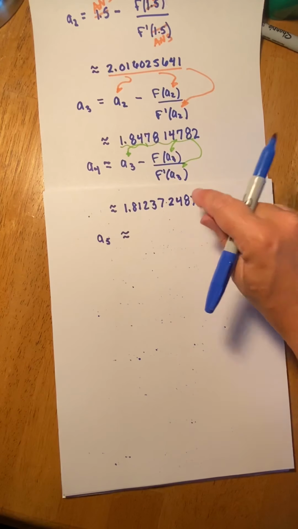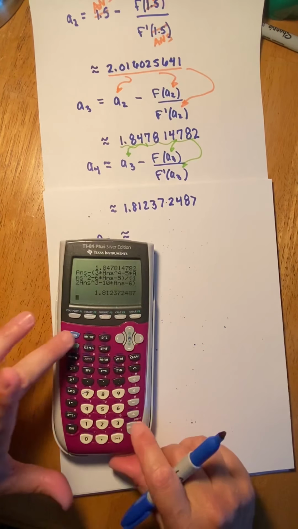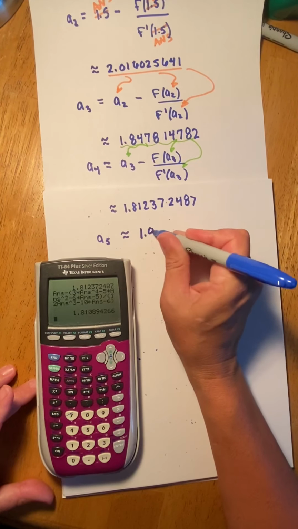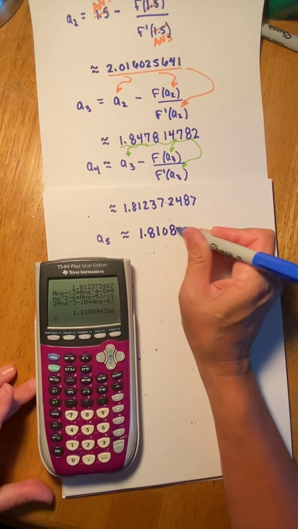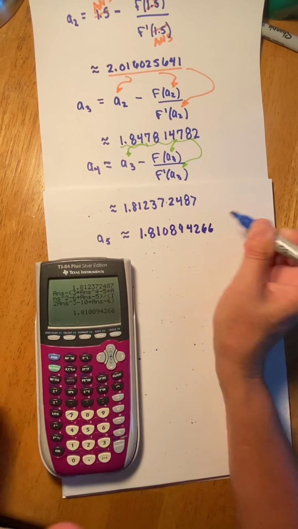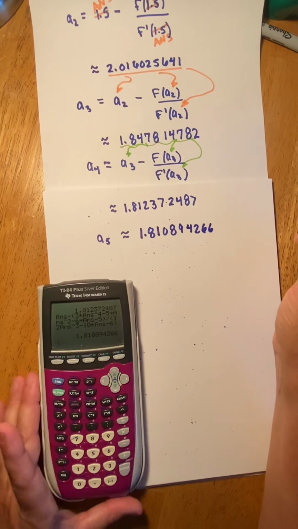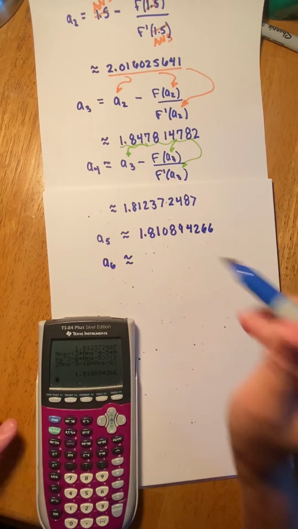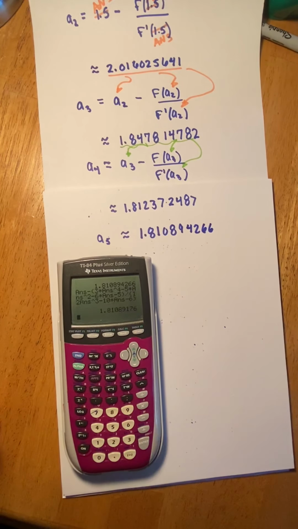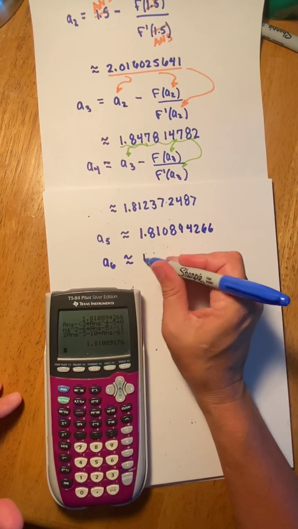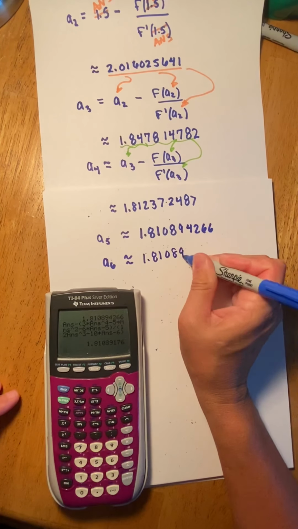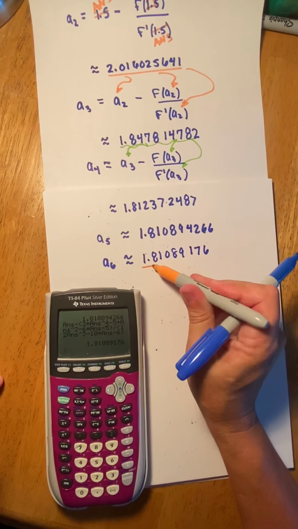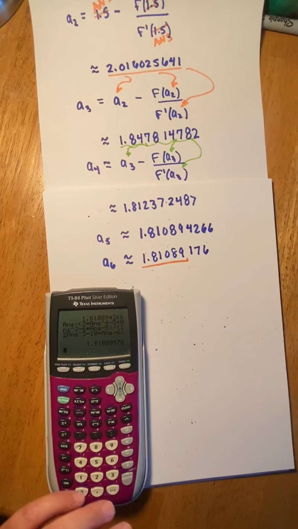So if we take this fourth iterate and stick it back into that template, I go second enter and hit enter. It's now going to give me the fifth guess of 1.81089426. So notice we're starting to see more similarities between the outputs. And I'm going to do it again. I'm going to find a sixth estimate of the root. I hit second enter and then enter. Oh wow, look at that. We're at 1.81089176. So now we're accurate out to 5 places after the decimal.